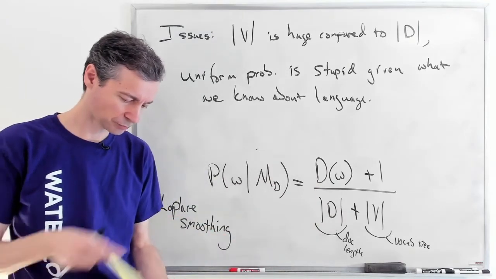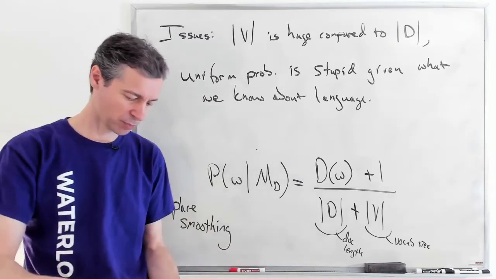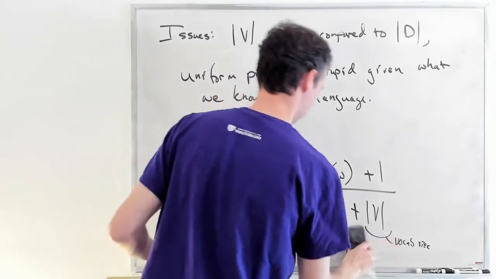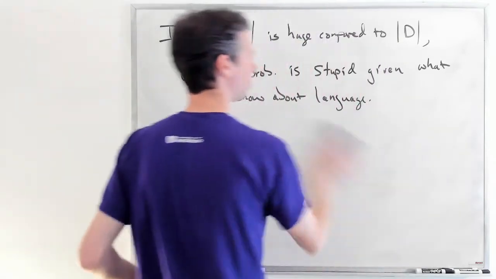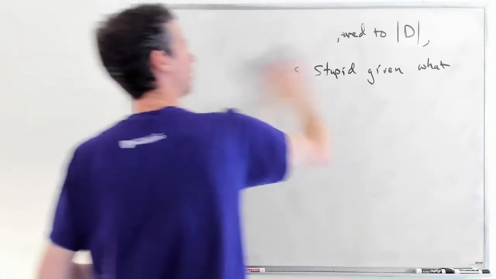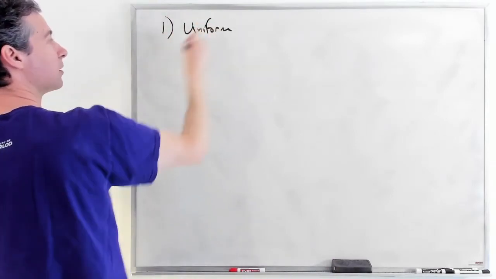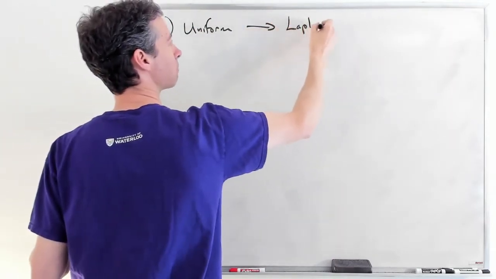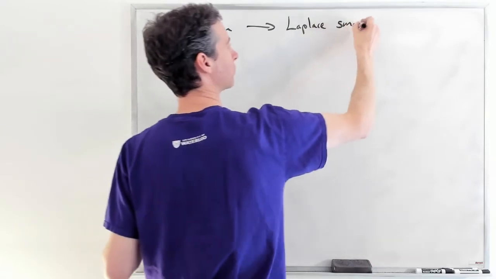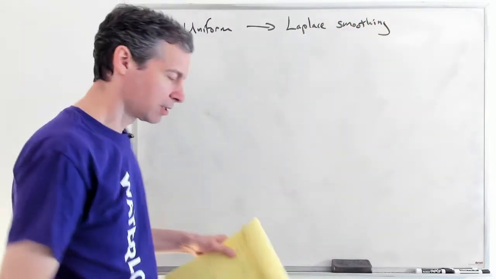So, what else can we do? Well, instead of being uniform, let's not be uniform in our prior probabilities. All right. So our first choice was uniform, and we just saw that that led us to Laplace smoothing. Then another idea would be, go back.